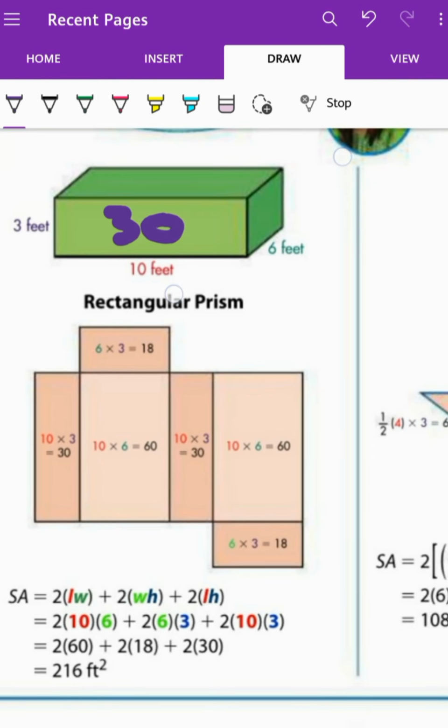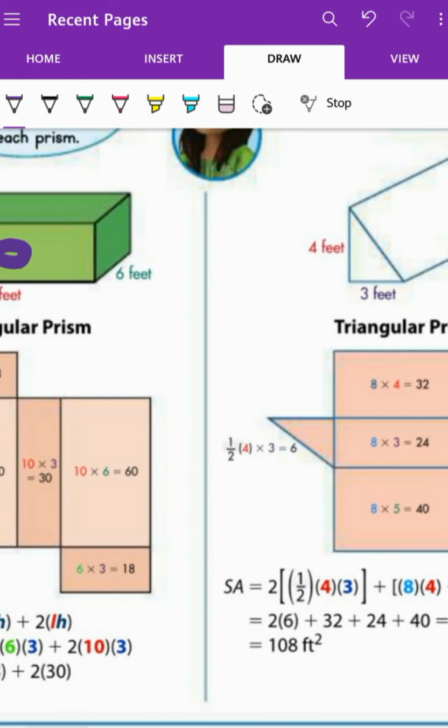Now go to the right. This is the right rectangle. I need its dimensions, one horizontal and one vertical. Remember, this is the horizontal and this is the vertical. The horizontal is 6. Good. And for the vertical, there is no number.